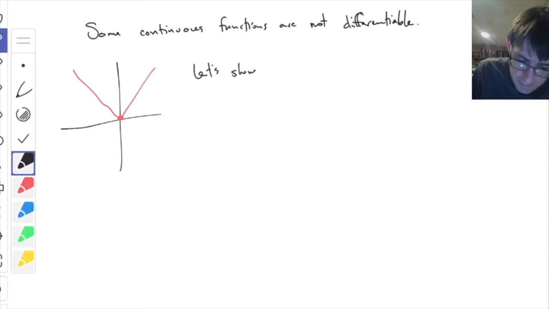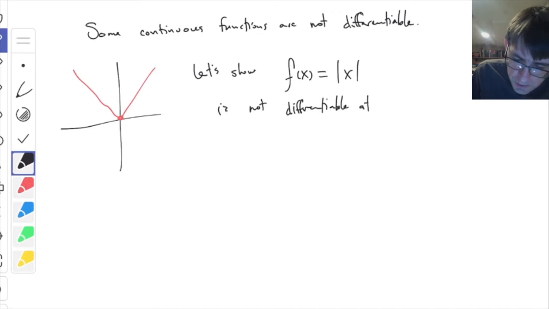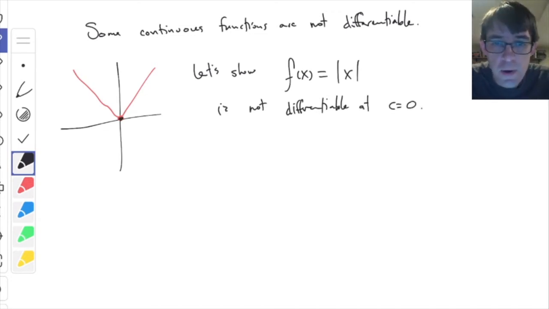So here, f of x equals absolute value of x is not differentiable at c equals 0, right at that pointy point. Actually, it is differentiable everywhere else, but not at that point. Everywhere else, the derivative is always plus 1 or minus 1. But at that point right there, there is no derivative.